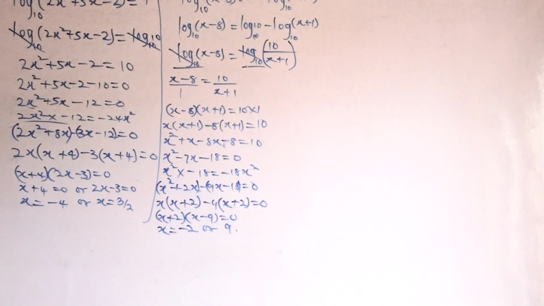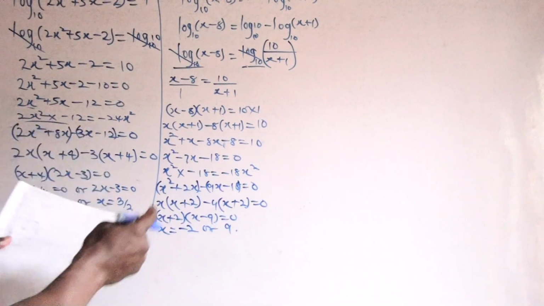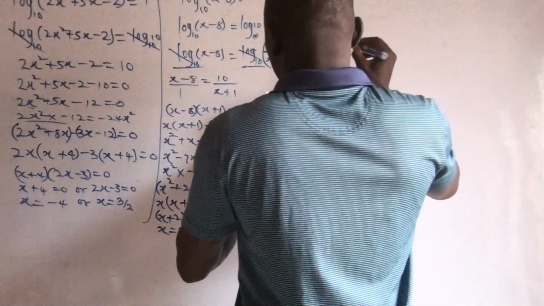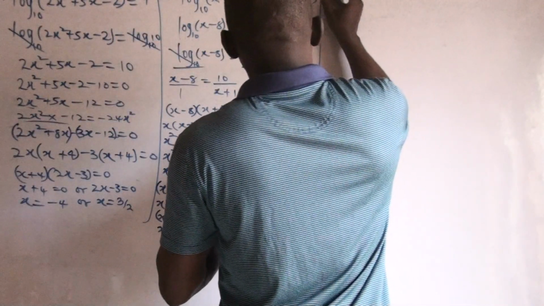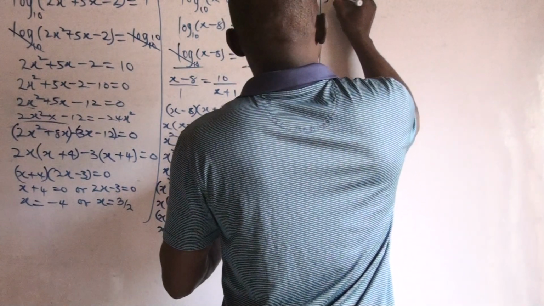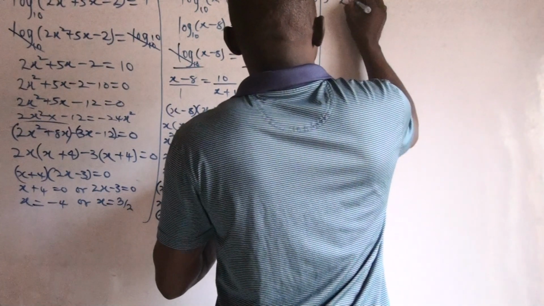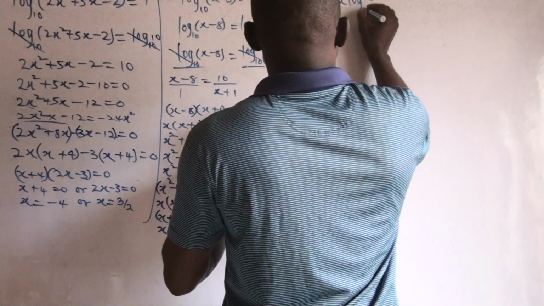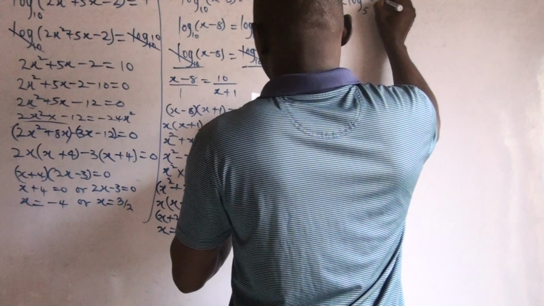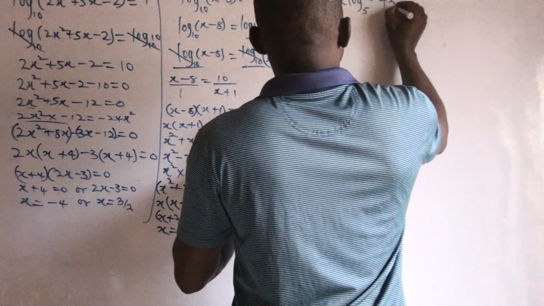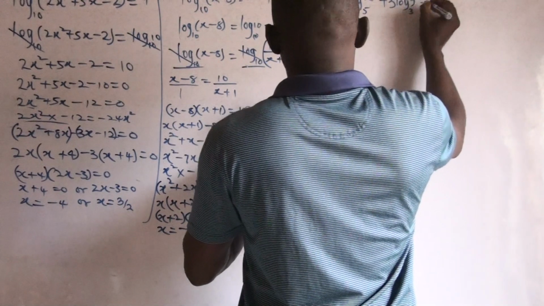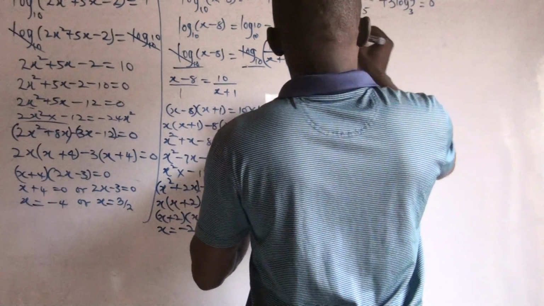Then let's look at the third question. We also have another question. The third question is basically a logarithm question, but simultaneous equations. 2 log x base 5 plus 3 log y base 3 is equal to 8.